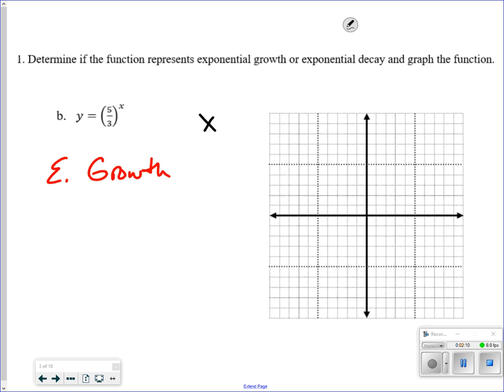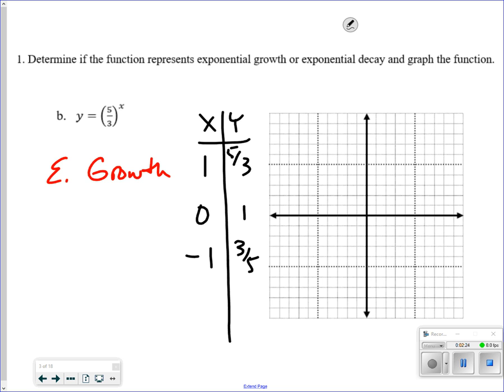So I'm going to make an XY chart. And again, I'm going to pull these off the graphing calculator. 1 is going to be 5/3. I know that. 0 is going to be 1, so I know that. -1 is going to be 3/5. 2 would be 25/9. So again, just trying to come up with some numbers here to graph. So if I put 2 in, I get 2.78. 1, I get 5/3. -1, 3/5. So again, going along the x-axis and then going up exponentially, but it does not cross the x-axis.